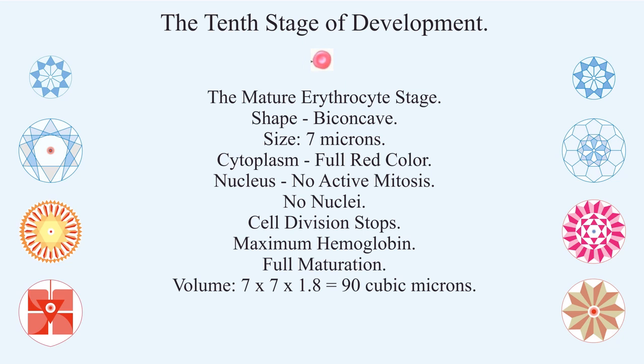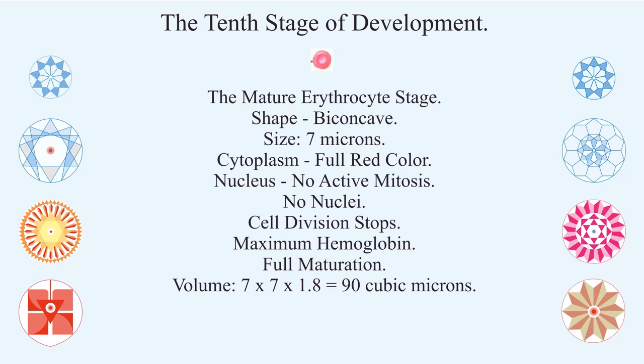The tenth stage of development is the final mature erythrocyte stage. Shape is biconcave, meaning both sides are concave inside in the middle. Size is 7 microns. Cytoplasm is fruit red. Nucleus: no active mitosis, no nucleus, no cell division, maximum hemoglobin, full maturation, and volume has become 90 cubic microns. In the first stage it was 900 cubic microns, now 90 cubic microns. That means it is divided by 10 times. That's something to be understood.